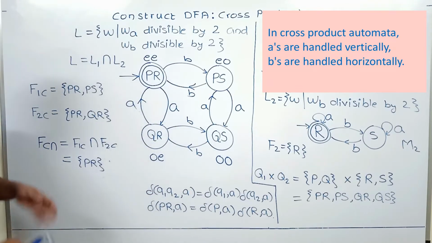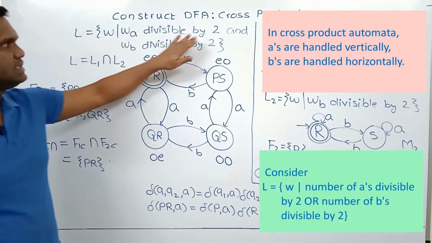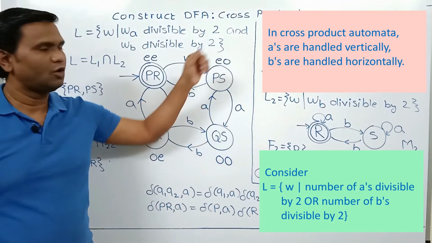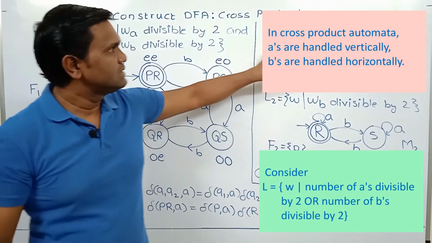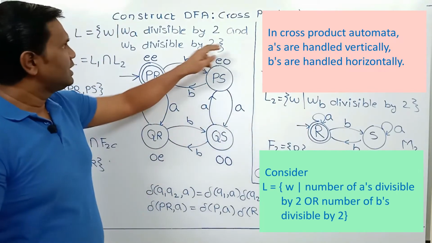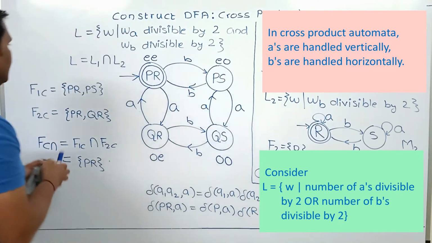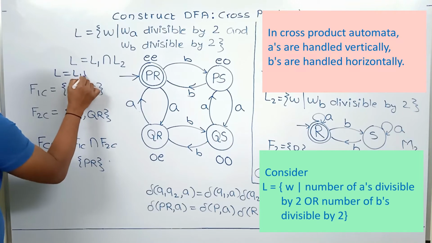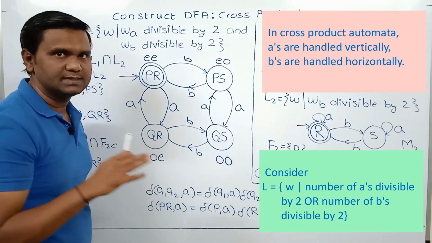Now, if we consider language L such that W has number of A's divisible by 2 or number of B's divisible by 2, now we are considering the or condition. So that will be the union of L1 and L2. L1 has number of A's divisible by 2, L2 has number of B's divisible by 2. So if we consider the or condition over here, then L will be L1 union L2. So now let's consider L equal to L1 union L2. In that case, everything else will remain the same.